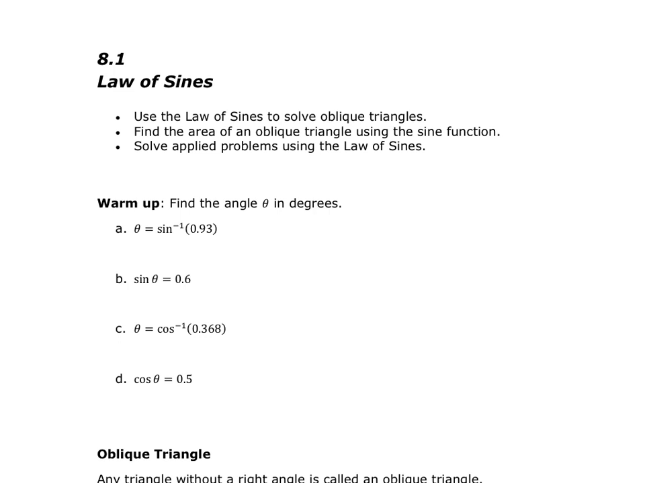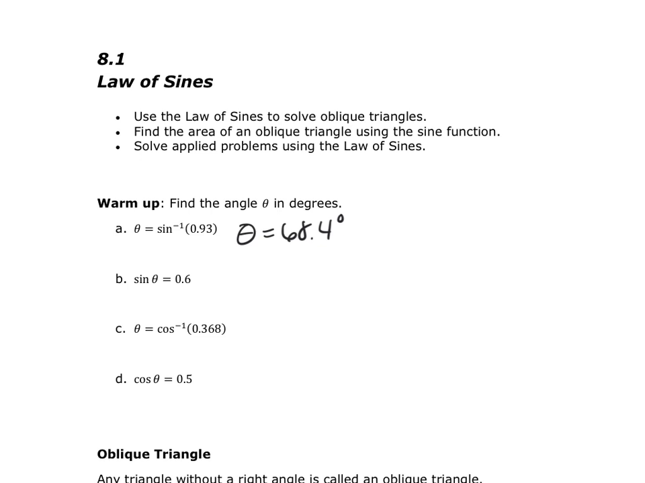So if I'm asked to find the angle that satisfies the sine inverse of 0.93, then in my calculator I make sure that I use the sine inverse button and I put in 0.93, and my answer is the angle, which is 68, and we'll go to one decimal place, 68.4 degrees.